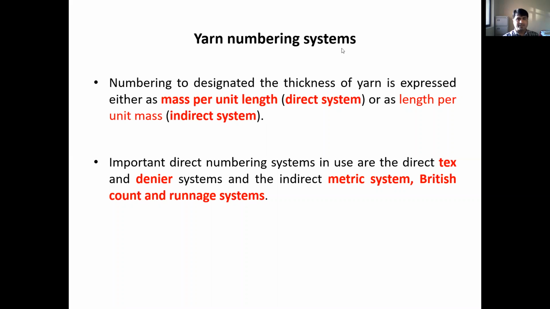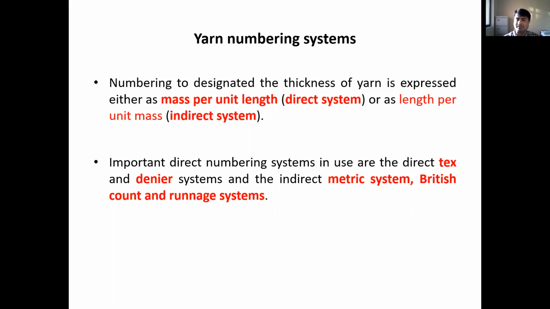So this yarn numbering system, direct system says it is a mass per unit length. That means length is constant, but mass varies. Whereas in case of indirect system, it is length per unit mass. That means mass is constant, but length varies. So this is the difference. People always get confused, and it always comes in competitive exams.